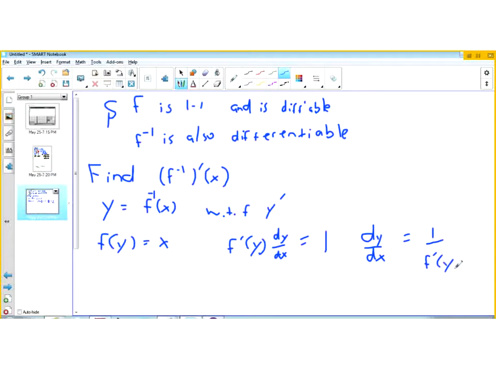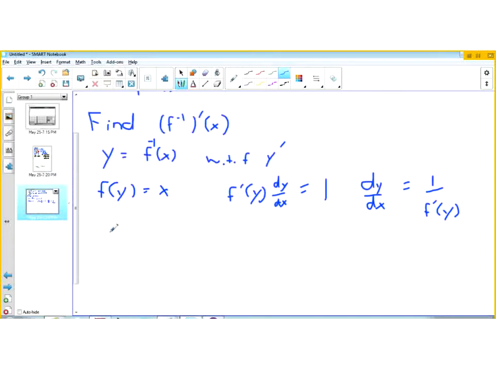And then we just plug in our value for y. But y is equal to what? y is equal to f inverse of x, right? So we have dy over dx is equal to 1 divided by f prime of f inverse of x. And this is a very, very important theorem in mathematics. It deals with a branch of mathematics called chaos theory.